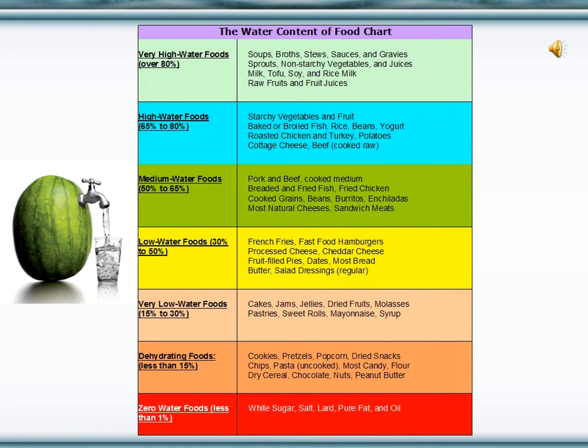It is obvious that soups, watermelon, and many other fruits and vegetables contain water. But this slide and this visual helps to show you that almost all foods have water in them to some degree, even some of the drier foods. The only foods that do not contain any water are pure fats, sugar, and salt.